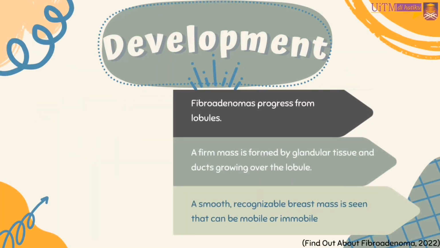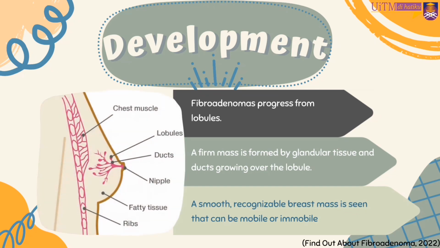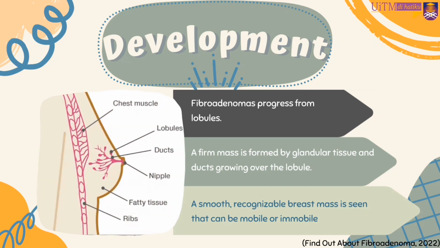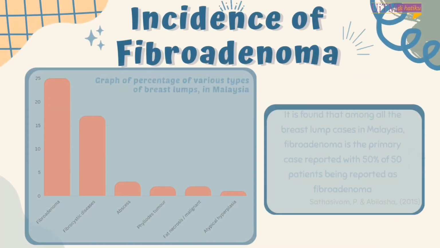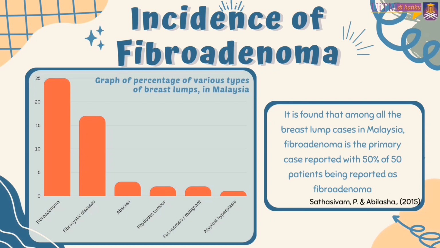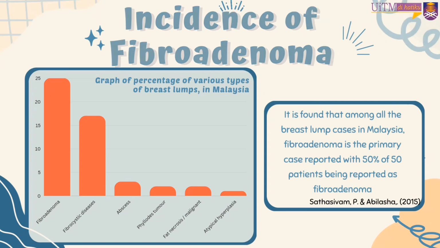So, how does fibroadenoma develop? It progresses from the lobules of the breast, in which a formation of breast mass from glandular tissue and duct happen. Thus, a smooth, discrete breast mass is seen in the breast. Statistically, various breast lump cases have been reported. A study by Satasivam stated that in Malaysia, 50% of the patients included were reported as fibroadenoma. Thus, there is a high incidence of fibroadenoma being reported among all types of breast lump.